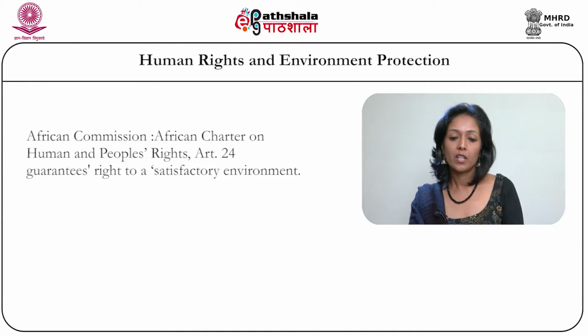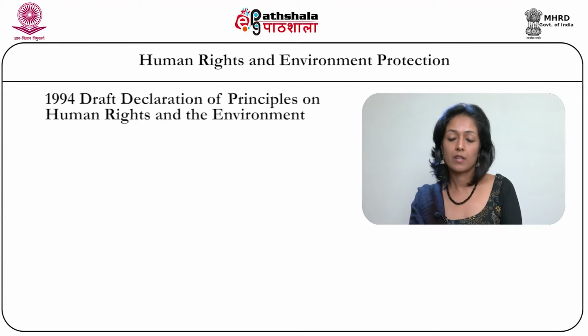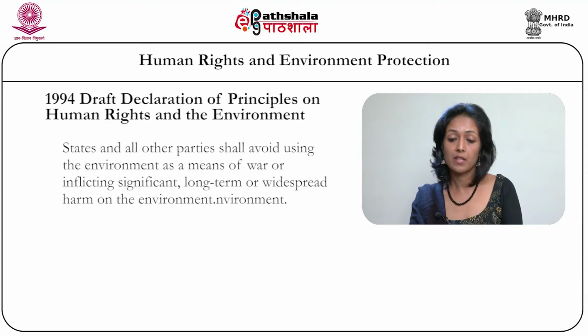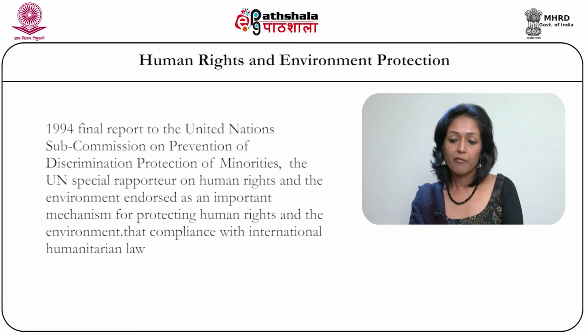Among the important ones is the 1994 Draft Declaration of Principles on Human Rights and Environment. This represents an early example of an international text addressing comprehensively the linkage between human rights and the environment. The draft declaration says that states and all other parties shall avoid using the environment as a means of war, which will have significant long-term widespread harm on the environment. In the 1994 final report to the United Nations Sub-Commission on Prevention of Discrimination and Protection of Minorities, the Special Rapporteur on Human Rights and the Environment endorsed compliance with international humanitarian law as an important mechanism for the protection of human rights and the environment.